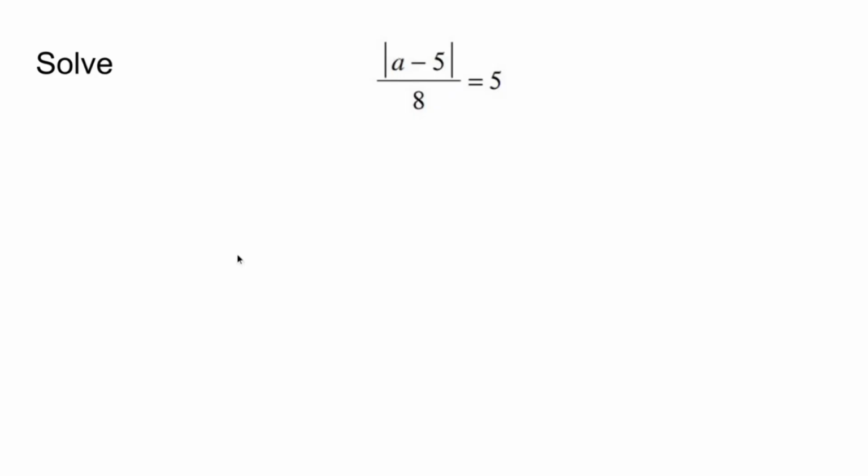Okay? Fun. This is an absolute value equation. Now, if you're not too good at absolute value equations, the basic versions, go back and watch my previous video about regular absolute value equations. This is a little bit more complicated.